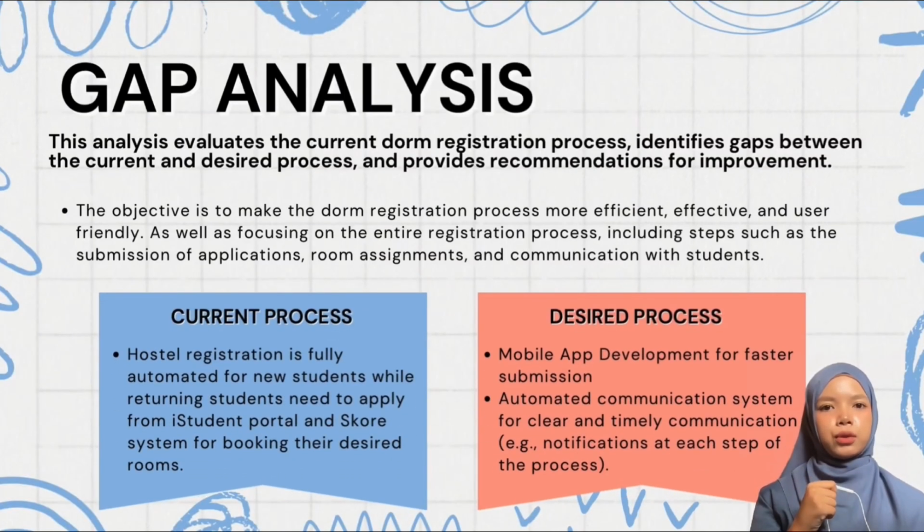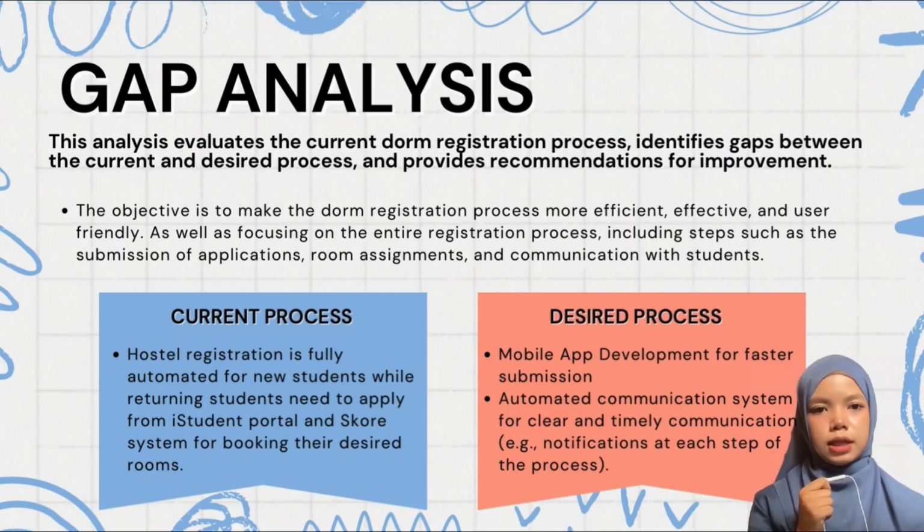Now we will move to gap analysis. This analysis evaluates the current DOM registration process, identifies gaps between the current and desired process, and provides recommendations for improvement. The objective is to make the college registration process more efficient, effective, and user-friendly, as well as focusing on the entire registration process, including steps such as the submission of applications, room assignments, and communication with students.